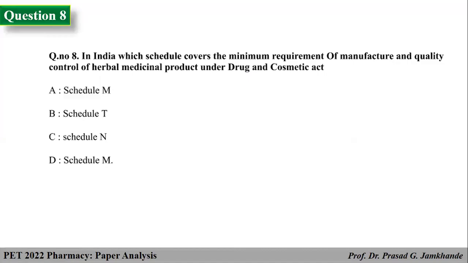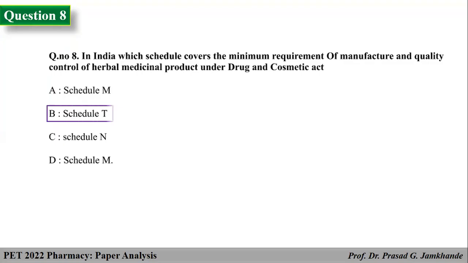In India, which schedule covers the minimum requirement of manufacture and quality control of herbal medicine products under the Drug and Cosmetic Act? For the good manufacturing practices, or GMP, for Ayurveda, Siddha, and Unani, it is mentioned in Schedule T. And this Schedule T particularly is related to herbal medicine. That's why the correct answer is Schedule T.